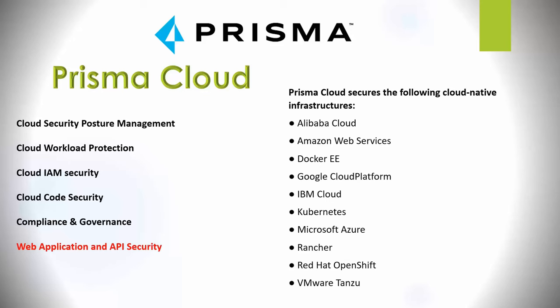So Prisma Cloud provides visibility and control over risks within your public cloud infrastructure and enables you to manage vulnerabilities, detect anomalies, ensure compliance, and provide runtime defense in heterogeneous environments such as Windows, Linux, Kubernetes, Red Hat, OpenShift, AWS Lambda, Azure Functions, and GCP Cloud Functions. And Prisma Cloud secures the following cloud native infrastructures we can see on the right hand side.